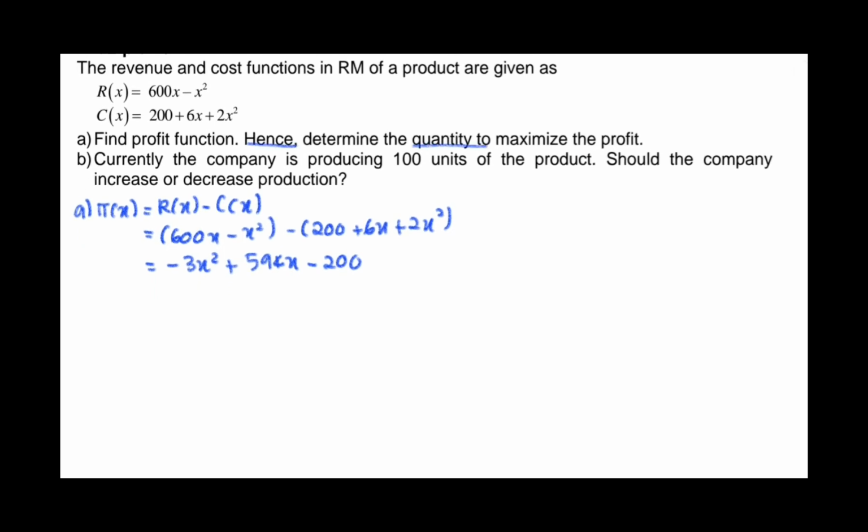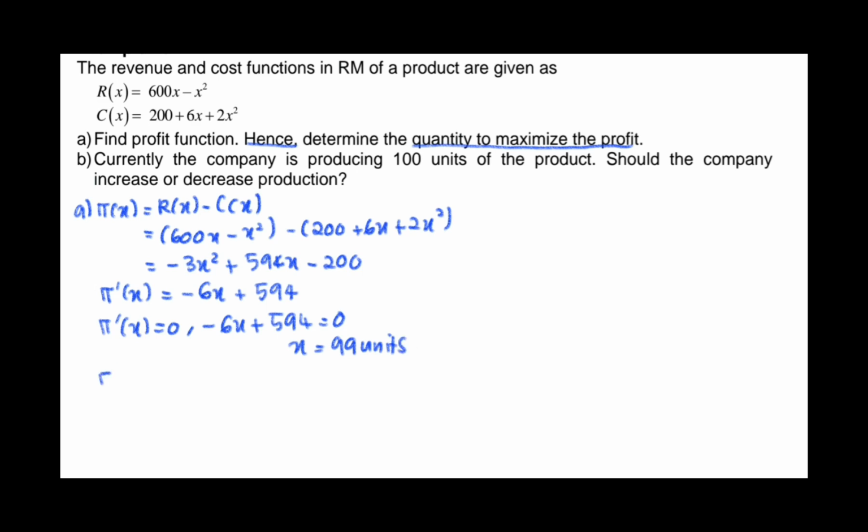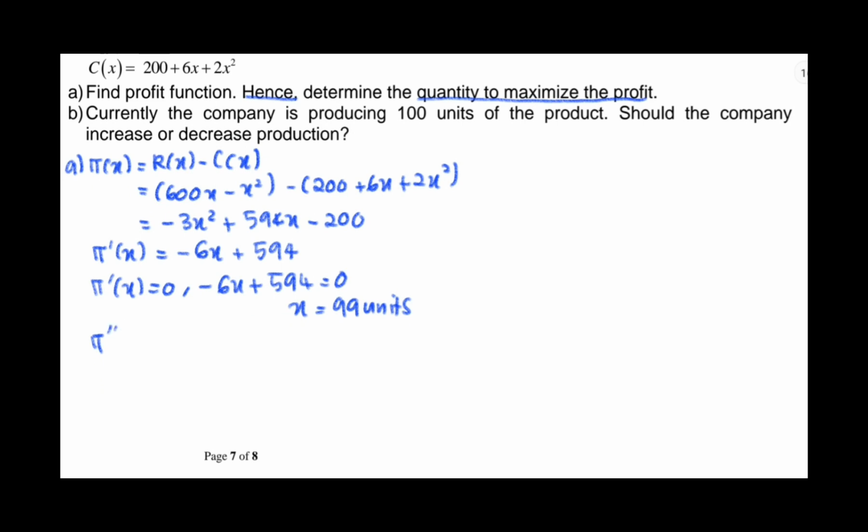Hence, determine the quantity to maximize the profit. So we have to find the marginal profit, pi prime. So differentiate the profit function. We will get negative 6x plus 594. When the marginal profit equal to 0, then negative 6x plus 594 equal to 0. Then x is 99 units. So the second derivative, to prove that the profit is maximum, is negative 6, which is less than 0. Then we can say that the maximum profit occurs when x equal to 99 units.